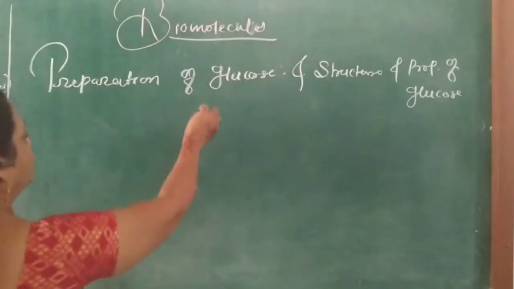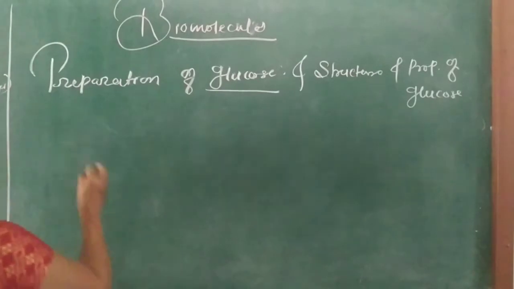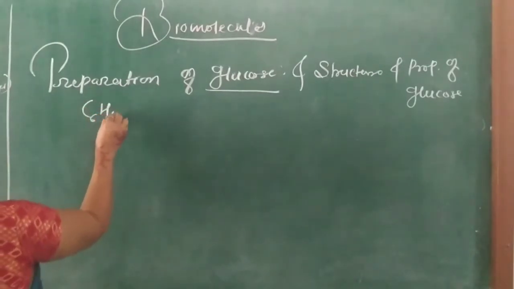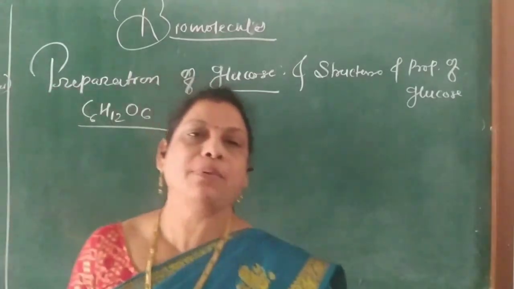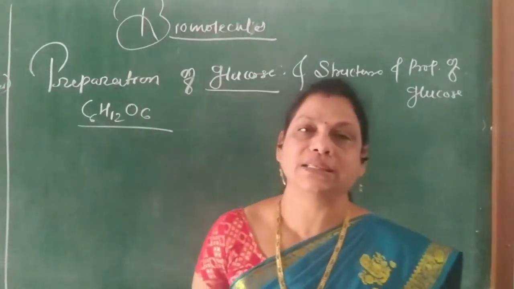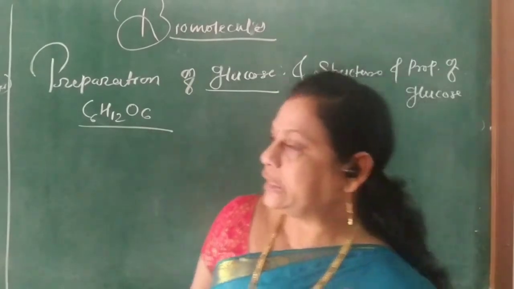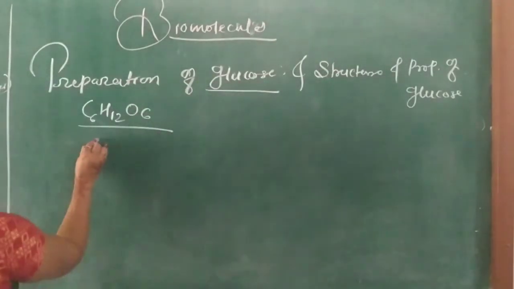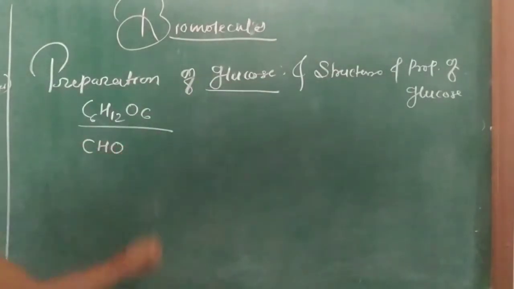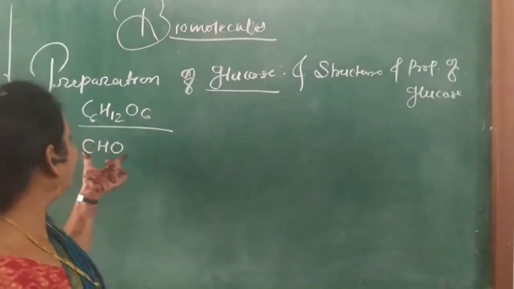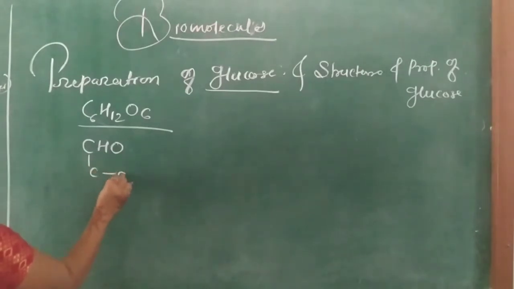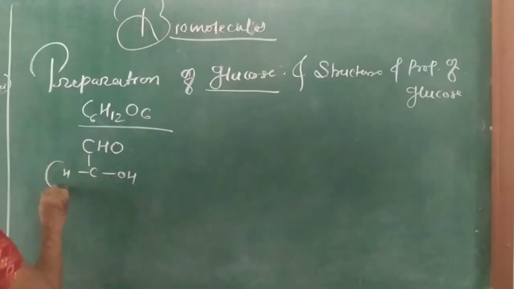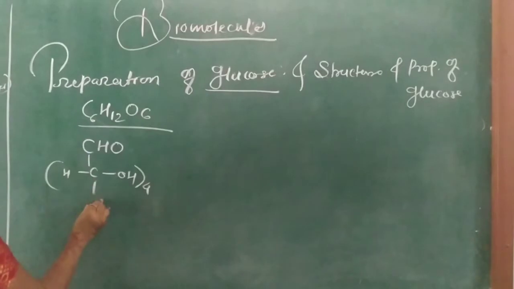So let's start with glucose. Glucose has the general molecular formula C6H12O6. Okay, means there are 6 carbon, 12 hydrogen and 6 oxygen atoms. In its structure, this is an aldohexose, means an aldehyde group is present in glucose, and here CHOH by 4 and then CH2OH.